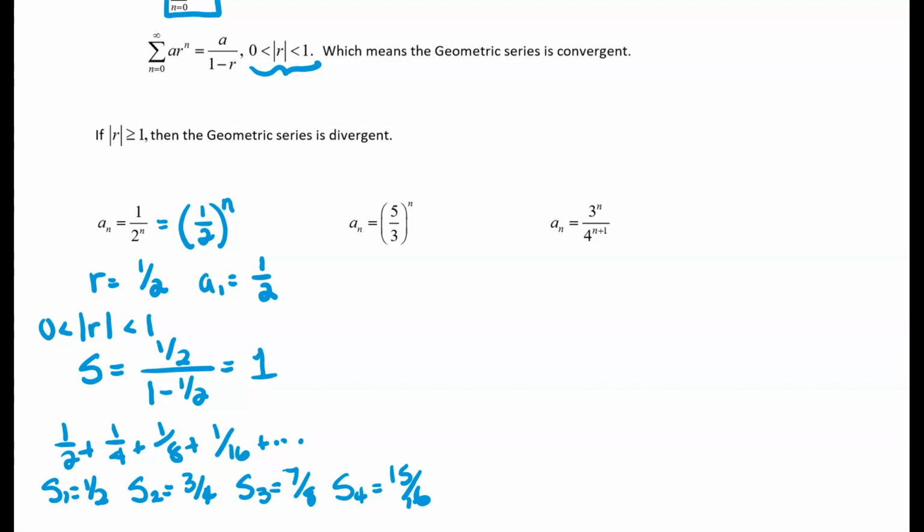Looking at the second example, a sub n equals (5/3) to the n. Well, we go ahead and just grab it real quickly. 5/3 is r, and 5/3 is clearly greater than 1. Therefore, your geometric series is divergent.